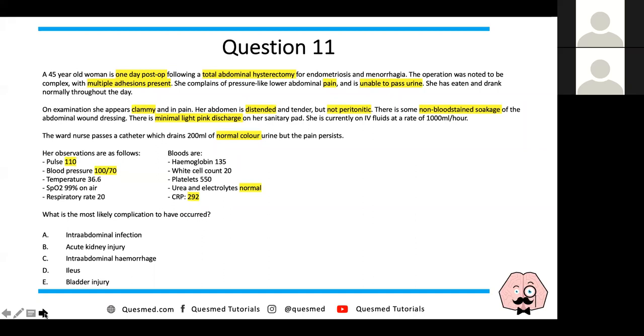So thinking about these post-op bloods, it's actually quite normal and expected to have a rise in white cell count, a rise in CRP, just due to the inflammatory response associated with us guddling about in her belly, the inflammatory response of having a big operation. But what's happened here? So I don't think this is an infection. She's only one day post-op. That's not a likely time frame to develop an infection.